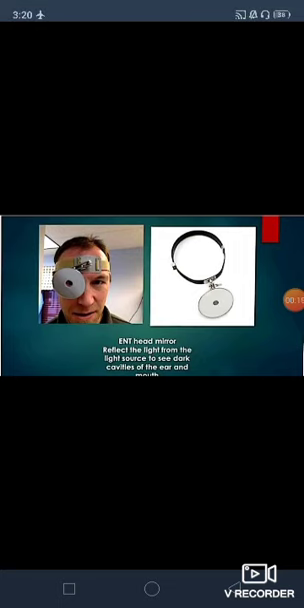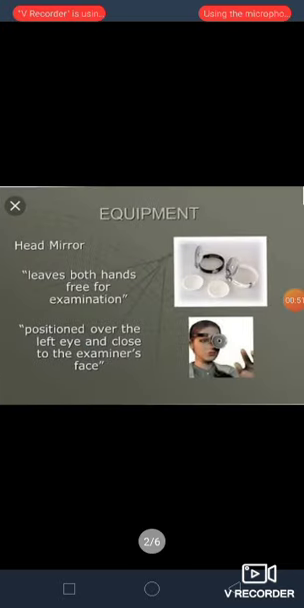Today in this session, we will discuss an important ENT instrument known as a head mirror. What is the function of the head mirror? What is the use of the head mirror in the ENT OPD? It is used to reflect the light from the light source to see dark cavities of the ear, nose and mouth. So it is mainly used by the ENT specialist for examination or illuminating the ear, nose and throat.